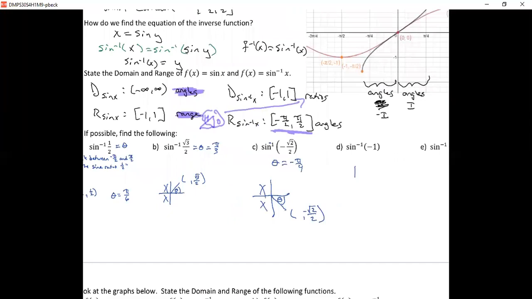For D, what angle between -pi/2 and pi/2 creates the sine ratio of -1? So that angle right there is -pi/2.